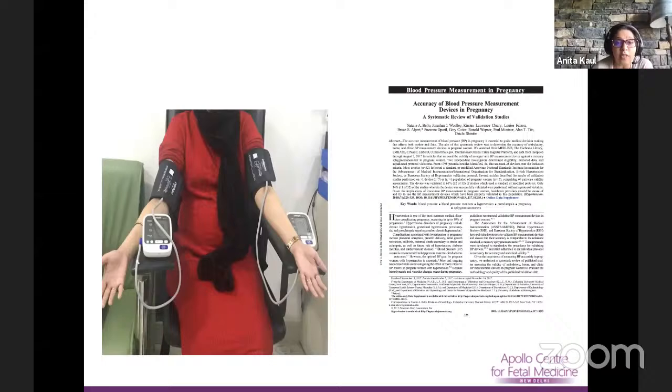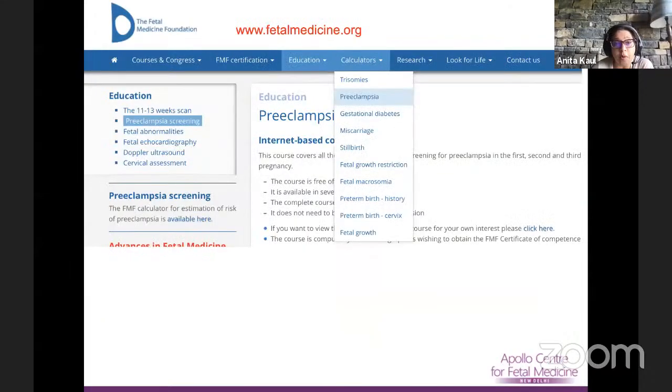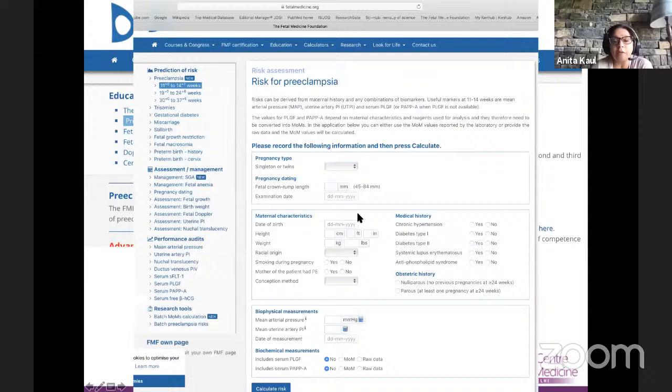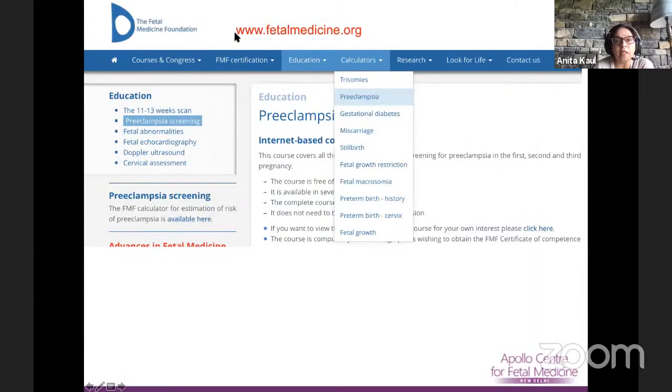If you're not universally doing this, you must. And then use the software on the Fetal Medicine Foundation website; all these risk calculator software are there, so you can use it for everything.